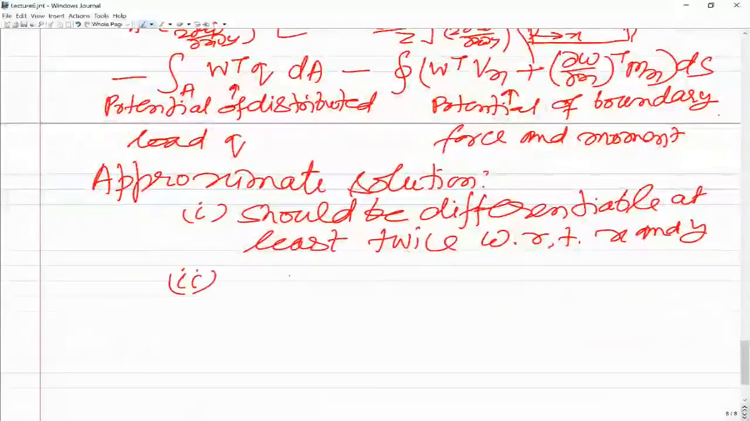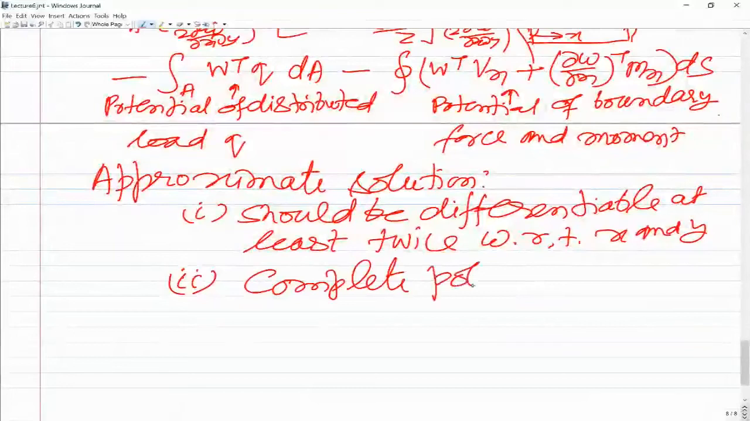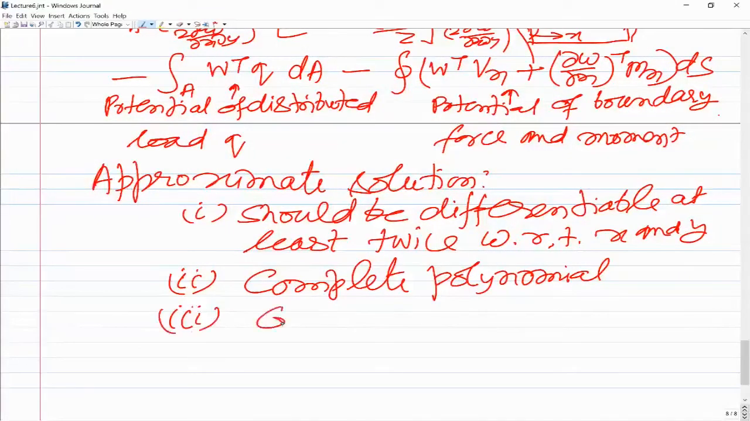Then second is that it should be a complete polynomial. So whatever is the highest power term we assume in the approximate solution, all the lower order terms should be present. So it should be a complete polynomial. We are of course discussing polynomial based approximate solutions. And third is the geometrical invariance. If we interchange x and y, the form of the approximate solution should not change. So geometric invariance, I have discussed this in the last class also.